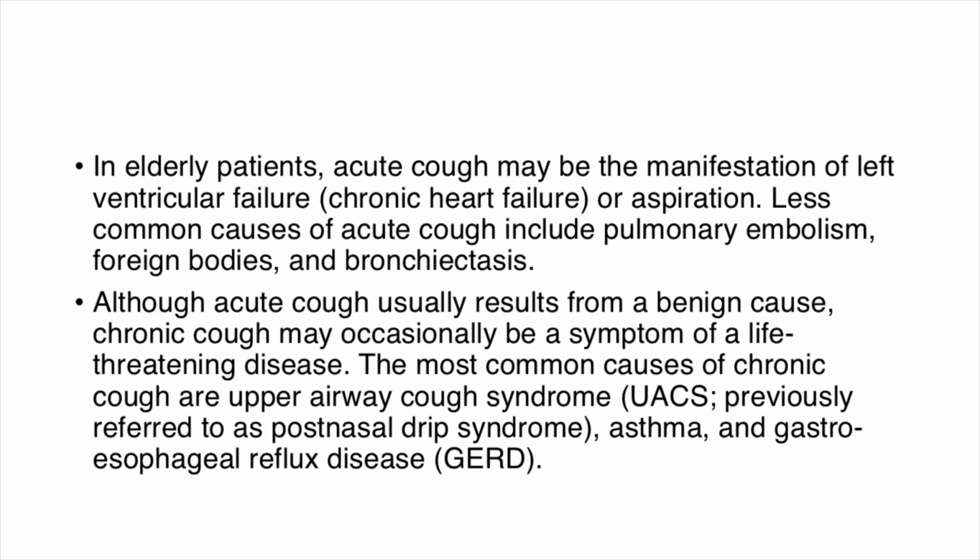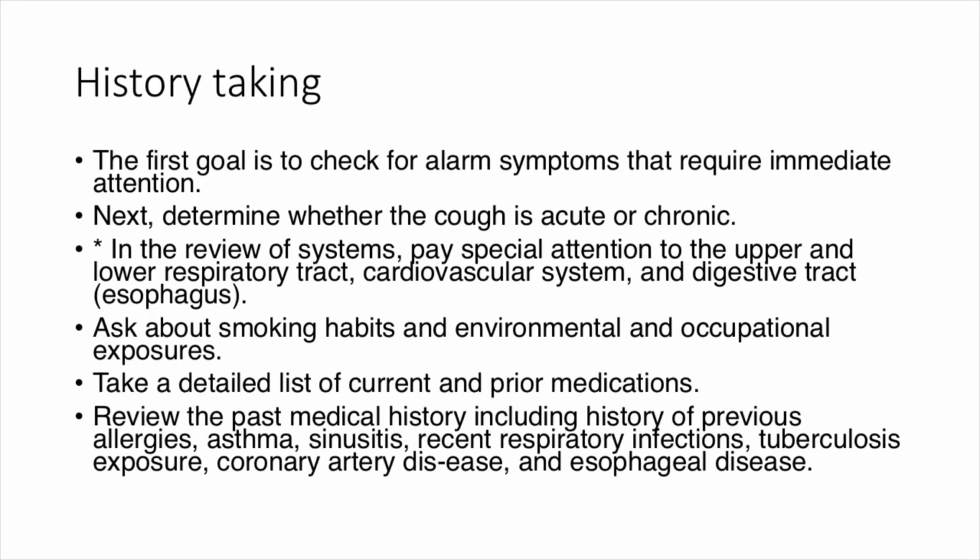In history taking, the first goal is to check for alarm symptoms that require immediate attention. Next is to determine whether the cough is acute or chronic. If the duration of the cough is less than 3 weeks, then it is called acute. If the duration is 3 to 8 weeks, the cough is called subacute. A duration of cough more than 8 weeks is chronic.